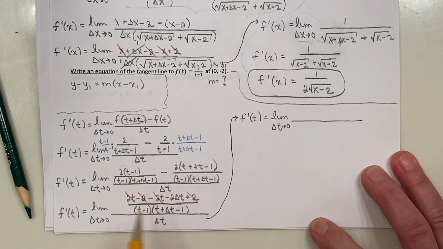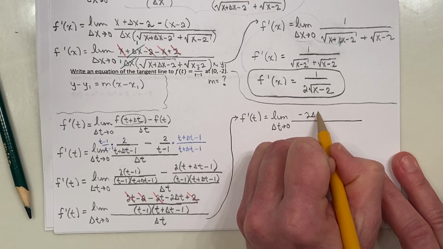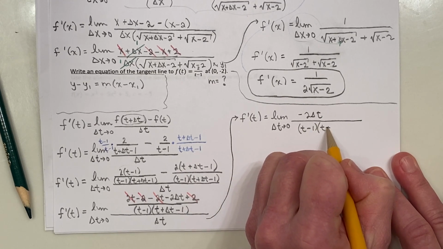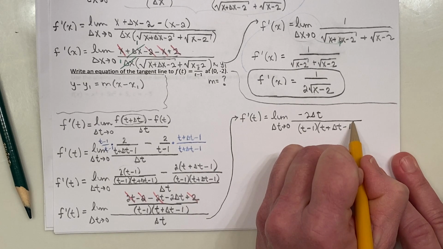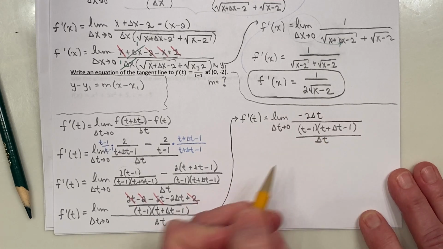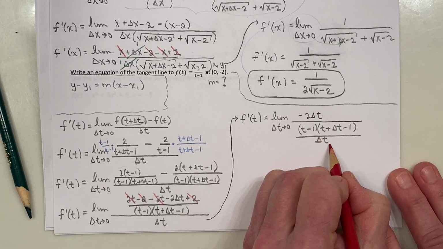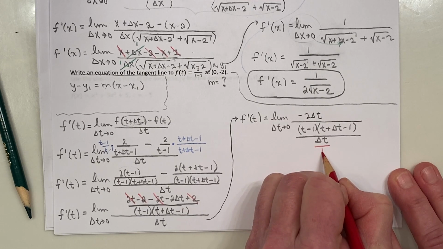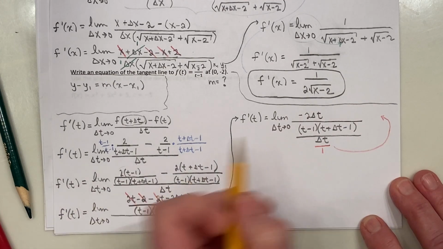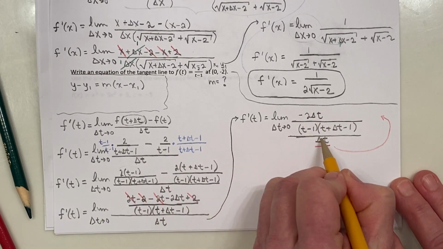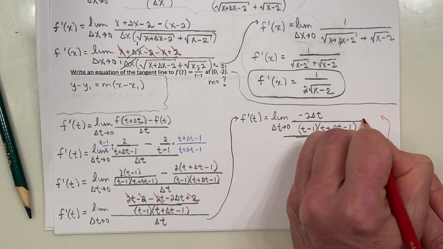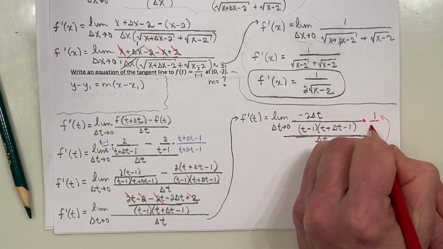Okay, so what I have left is negative 2 delta t over the common denominator t minus 1, t plus delta t minus 1. And this is still all over delta t. So what we should do here is probably put this denominator over 1, and then multiply by the reciprocal of the top fraction. Remember, this is all on top, and delta t is what's in the denominator of that bigger fraction. So let me multiply by the reciprocal, so that'd be times 1 over delta t.